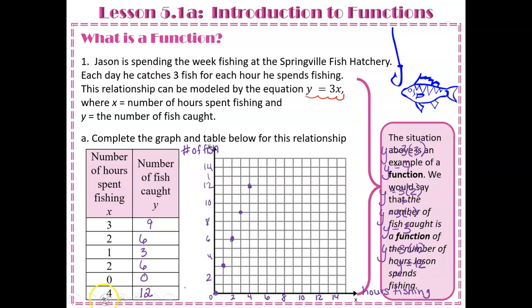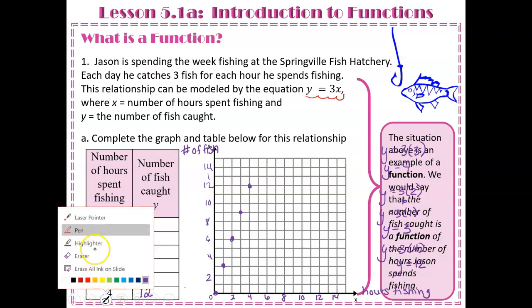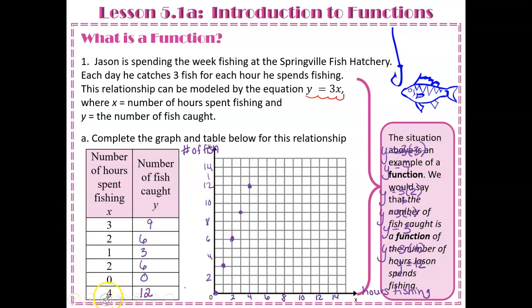So when you plot all these points on the graph, let me erase all my work over here so we can see the writing that came up on the PowerPoint. Let me erase this stuff. So this is an example of a function, which means the number of fish caught is a function of the hours Jason spends fishing. So this here is a duplicate and it really shouldn't be on there.